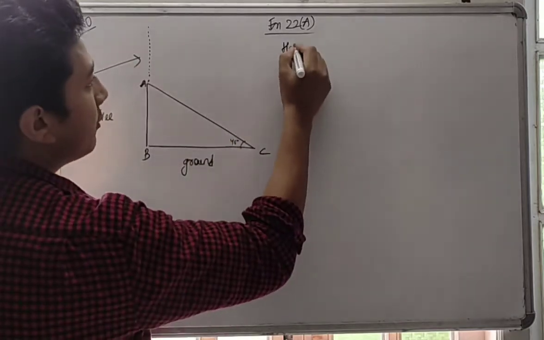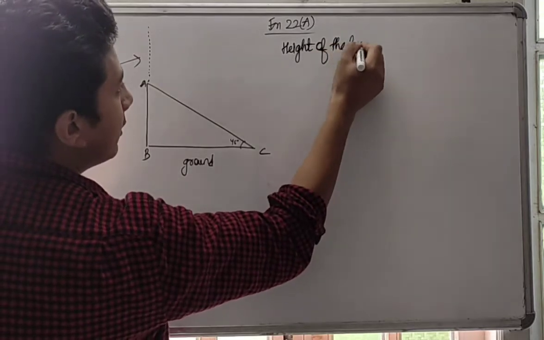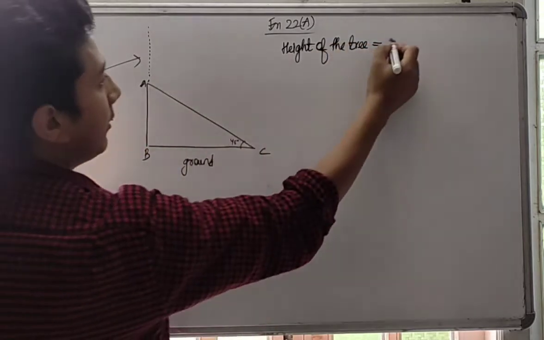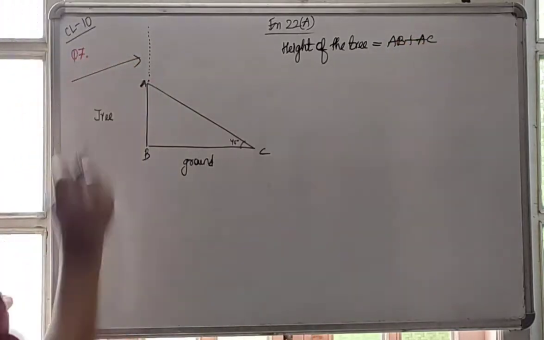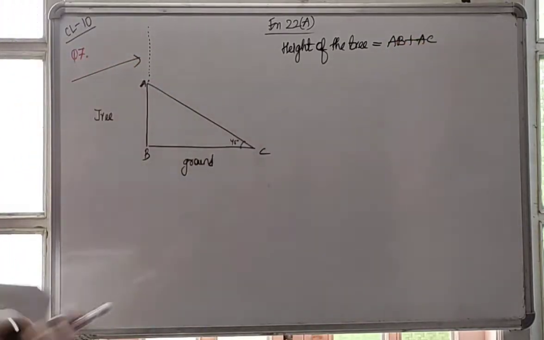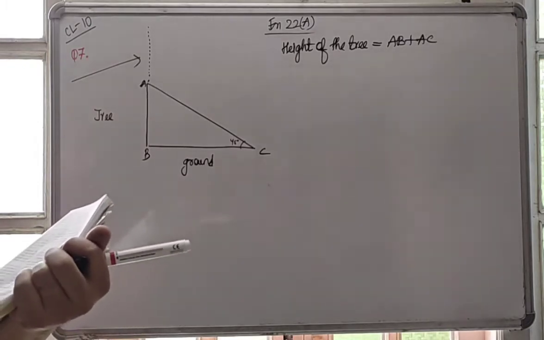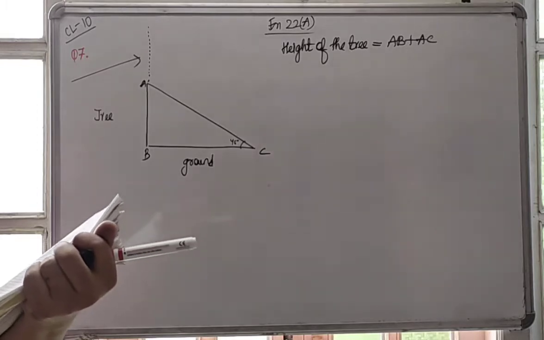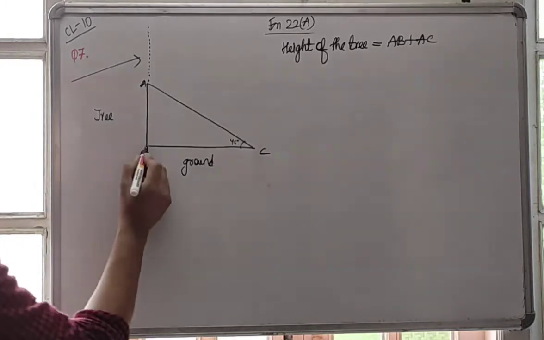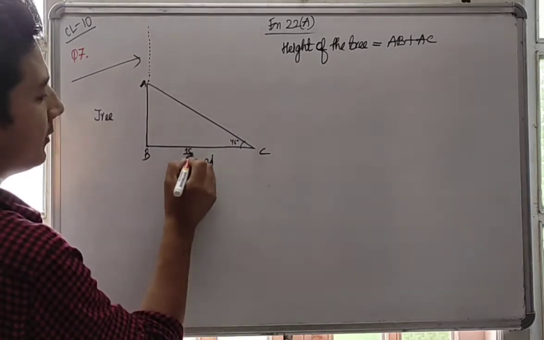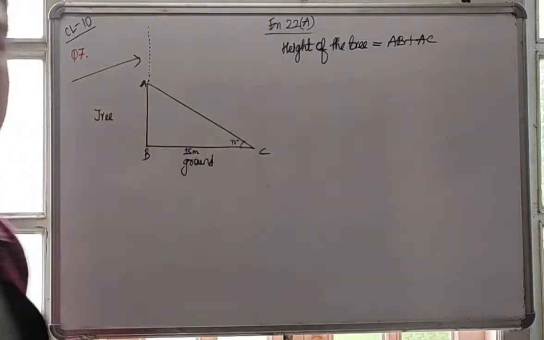So the height of the tree is actually AB plus AC, right? This is what we need to find. AB we need to find, AC we need to find. One thing given to us is that the distance from the root of the tree to the point where the top of the tree touches the ground is 15 meters. So from here to here the distance is 15 meters. So this much is given to us, and we are asked to find the actual height of the tree.